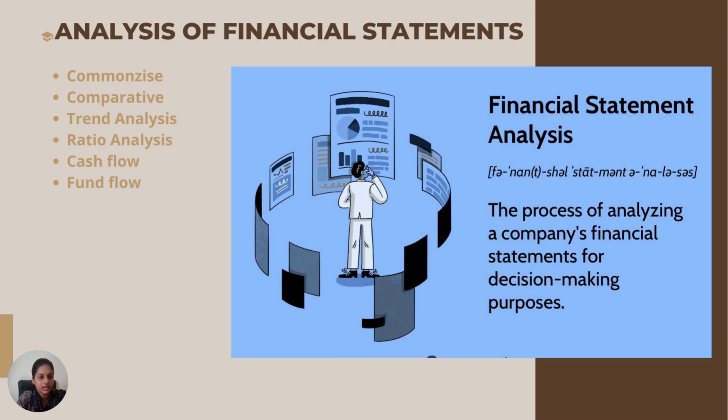We saw many analyses, which are common size, comparative, trend analysis, ratio analysis, cash flow analysis, and fund flow analysis. Common size and trend analysis are horizontal analysis, whereas comparative is a vertical analysis. Trend analysis consists of multiple years of analysis. Then we saw the cash flow analysis, which shows the inflow and outflow of cash in a company. And then we saw the fund flow analysis, which shows the investments and the operational expenses.